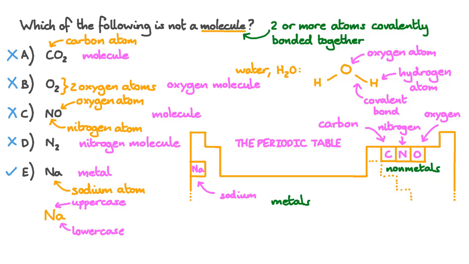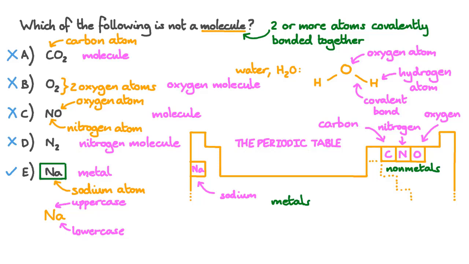But Na describes a single atom, and it's a single atom of a metal that would be unlikely to form molecules in the first place. So of our 5 candidates, the only one that is not a molecule is Na.